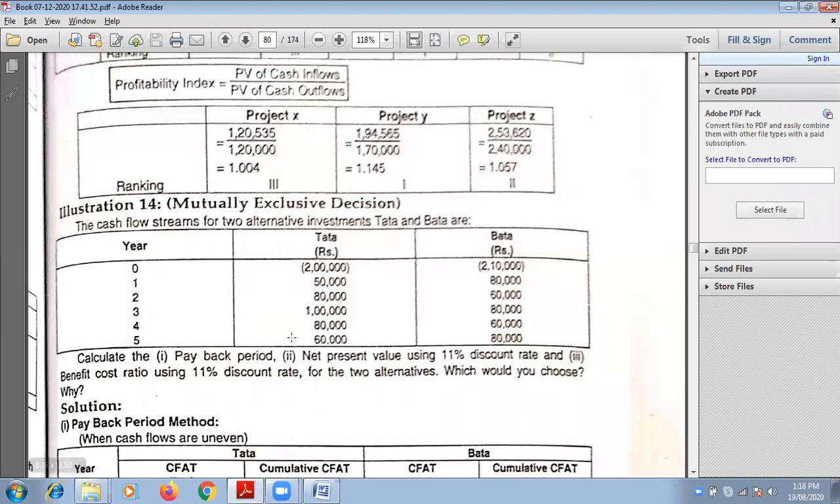Now see what is written here: calculate payback period method. Net present value you do not have to do, net present value you do not have to do, using only 11% discount. Yes, very good. Only you have to consider 11% discount rate. Discount rate is nothing but PV factor. I will repeat once again. Yes, 11% ma'am, which is given, is considered to be the required rate of return. That is R, which is used in the formula of PV factor.